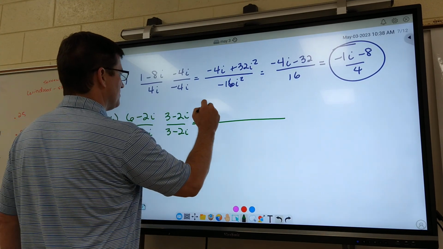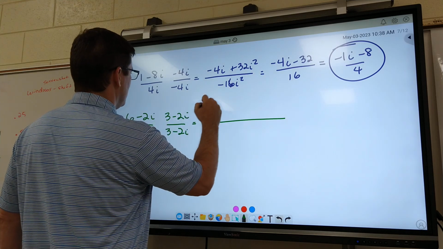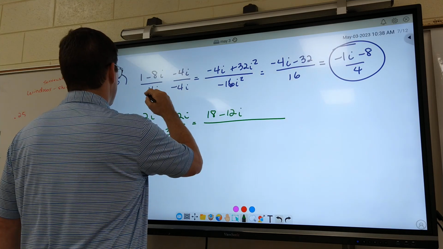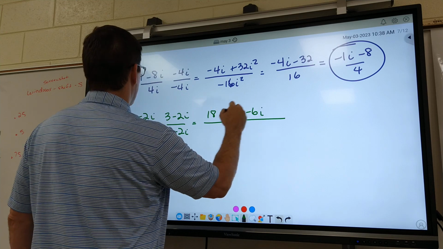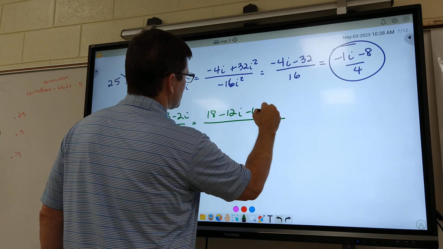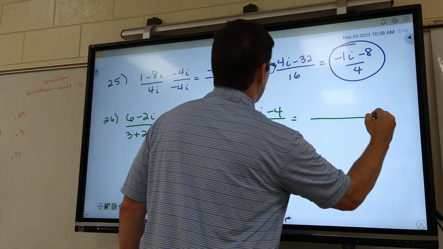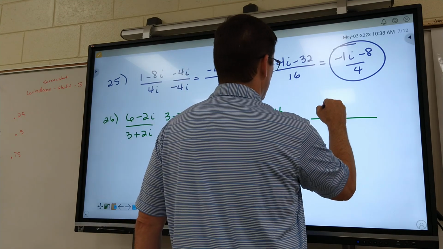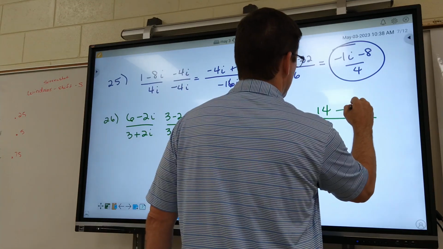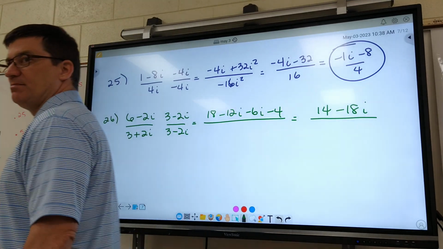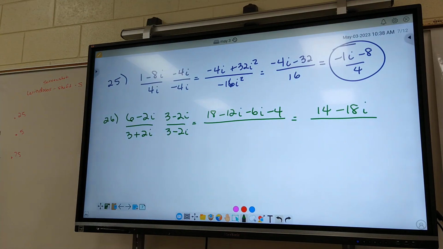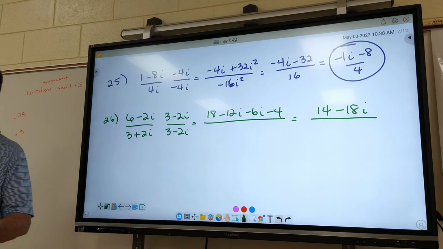All right, 3 times 6 is 18, minus 12i, minus 6i, positive 4i squared, which is minus 4. 18 minus 4 is 14, minus 18i. All right, check what I've got. I foiled it out. That's what I got on top. Matthew, does that look good? Yes, on top. Did I mess up?